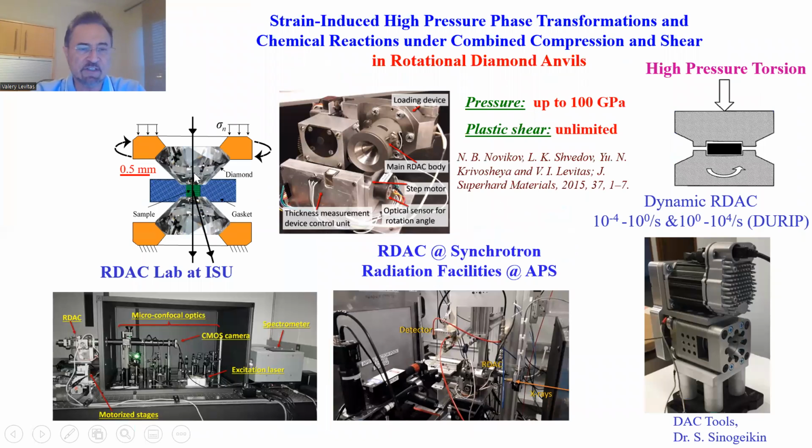Each lab has a diamond anvil cell, 2 diamonds, compressed sample within gasket, without gasket. And what we are doing differently: after compression, we twist one of anvils, superposing large plastic shear. And this changes everything. We perform our experiment in our lab at Iowa State, but mostly at synchrotron radiation facility at APS.